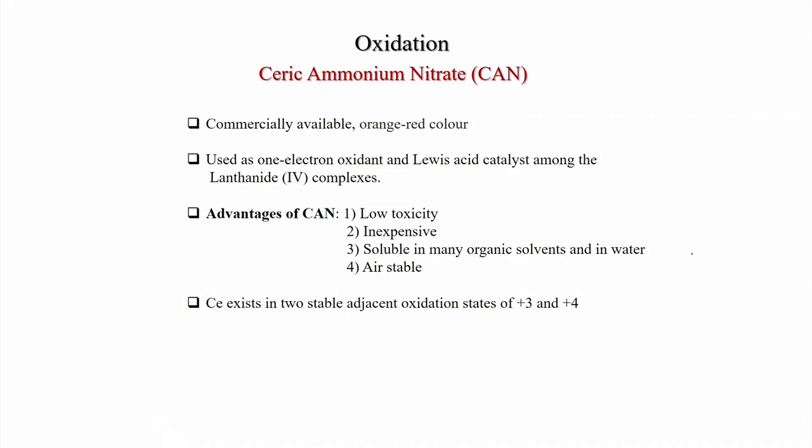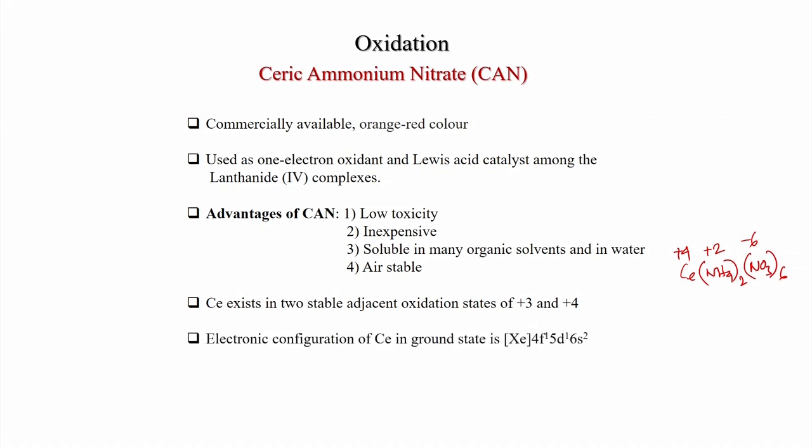So, if you see the structure of ceric ammonium nitrate, 6 nitrates are bringing minus 6 and 2 ammonium are bringing plus 2. So, cerium is here plus 4. So, what happens? On reduction it can go to plus 3, another oxidation state after oxidizing. Electronic configuration of cerium in ground state is xenon 4f1, 5d1, 6s2.